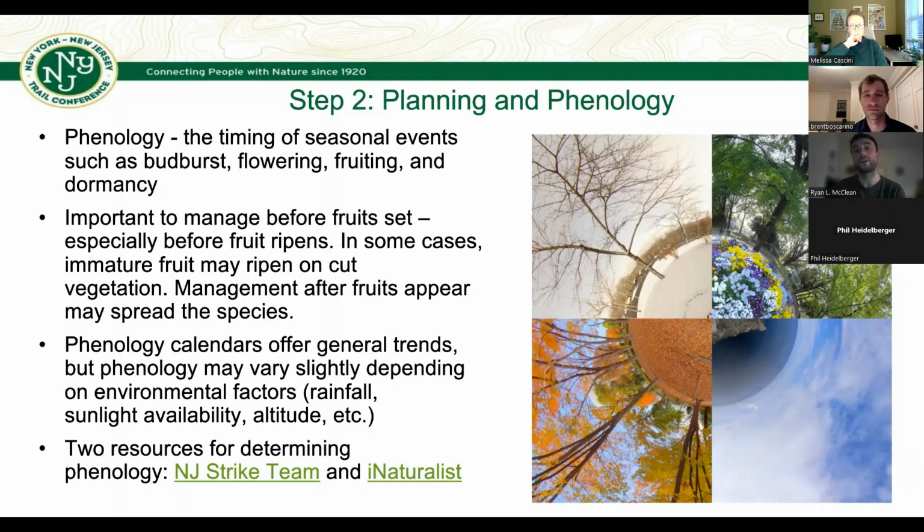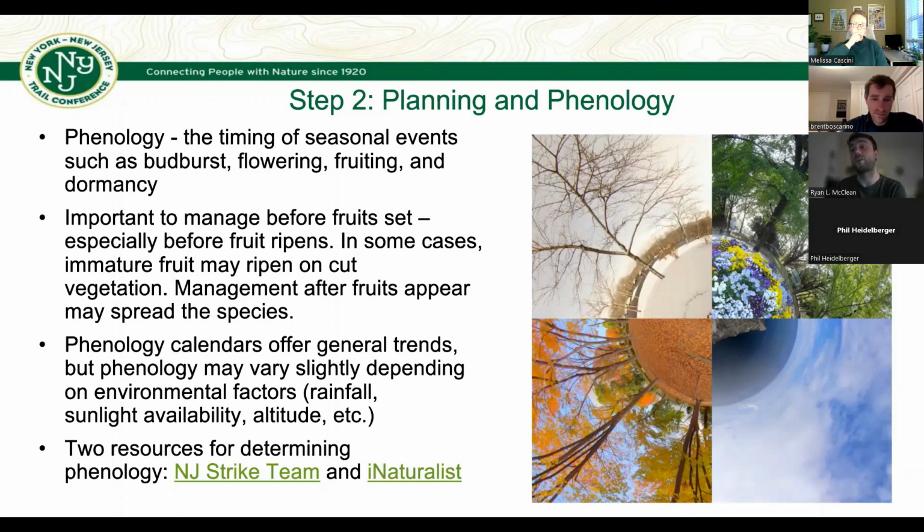So it is important to manage species before fruit set, especially before that fruit ripens. It is possible for fruit to ripen on cut vegetation. So if it's possible, definitely get out there before the flowers turn into immature fruits.